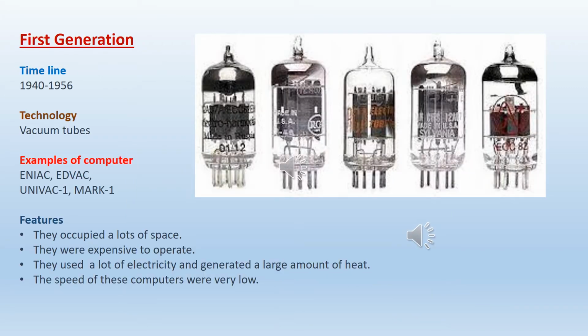First generation, timeline 1940 to 1956. Technology used: vacuum tubes. Examples of computers: ENIAC, EDVAC, UNIVAC 1 and Mark 1. Features: they occupied a lot of space. They were expensive to operate. They used a lot of electricity and generated a large amount of heat.